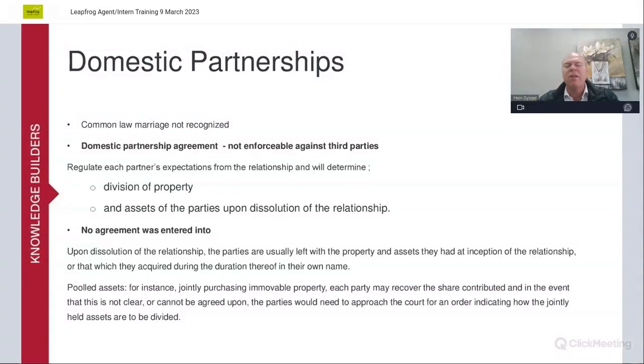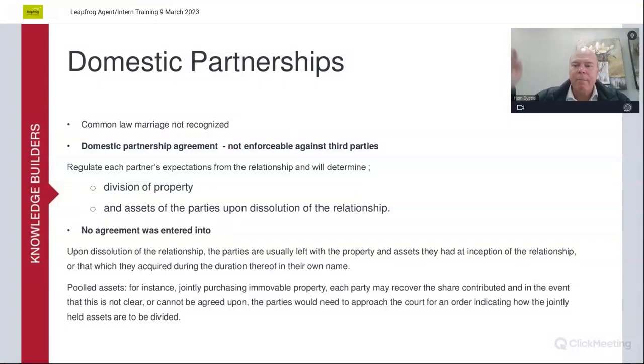Domestic partnerships, and this is the last one that we're going to talk about very quickly. I know that we're running out of time, so I'm not going to waste time. A lot of people are under the impression that if you are living together like a husband and wife, you're not married, but you live together like a husband and wife. You buy property together, you buy your groceries together. The one pays the rates and taxes, the other one the electricity. You've stayed together for the last 30 years, like a married couple.